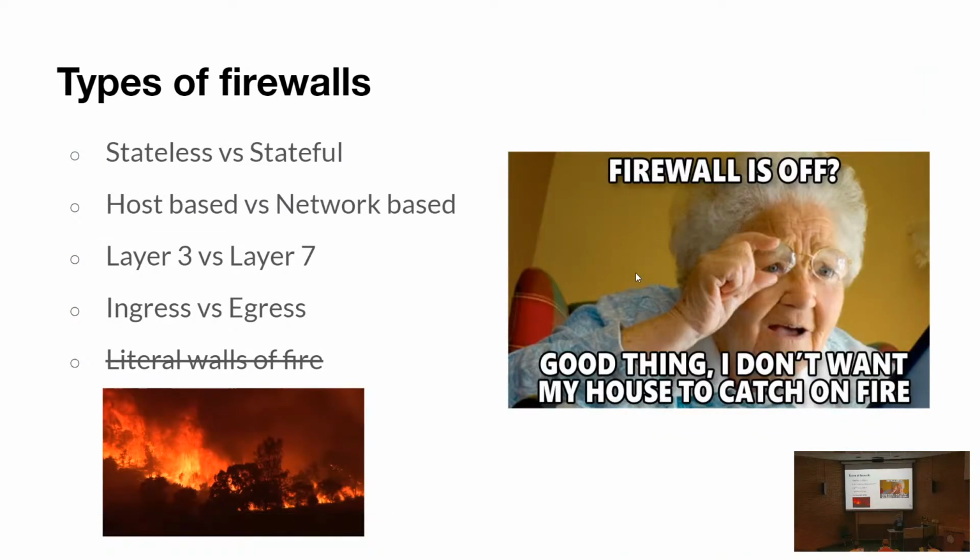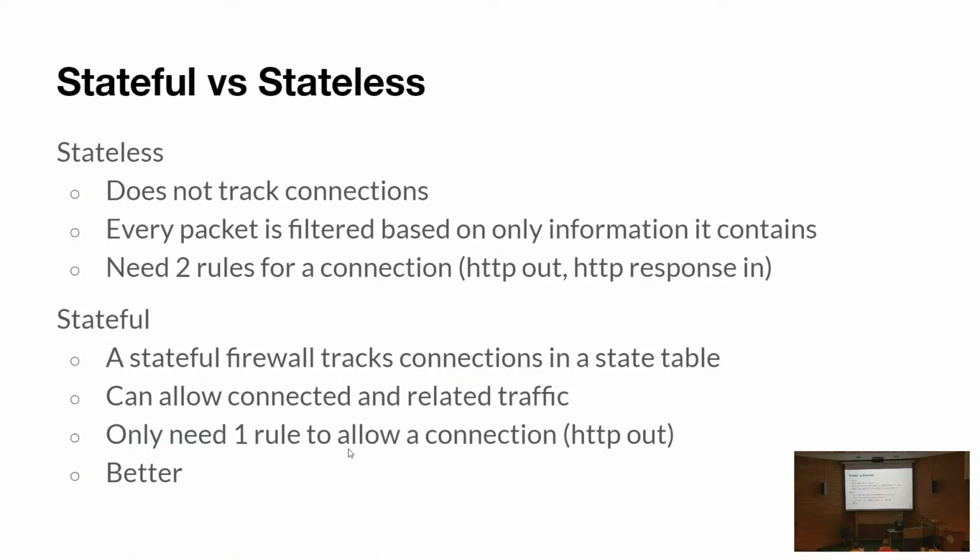So there's a bunch of different types of firewalls and different attributes that a firewall can have. So stateless, stateful, host-based, network-based, layer 3 and layer 7, and then ingress and egress filtering, and of course, literal walls of fire. So stateful versus stateless. A stateless firewall does not track connections. Every packet that comes through it is filtered based on only the information in that packet, and you need 2 rules for a connection. So you need to allow the traffic in, and you need to allow the traffic out.